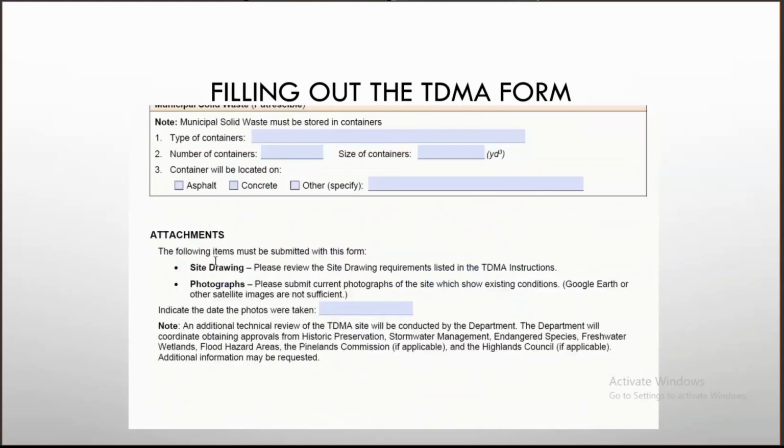Here it's just noting you need to submit your site drawing with this form. We also need current site photographs, and that is just for documentation of the current conditions, so we can make sure that if you use it, it gets restored to its original condition. Also we want to verify the site that you're using and get a little bit more detail as to the services there and the site conditions. And just enter the date that the pictures were taken here.